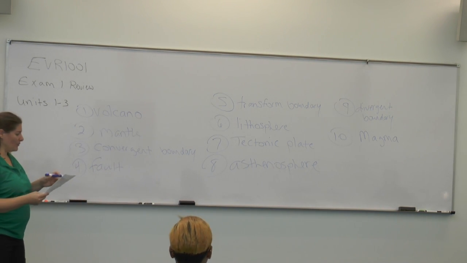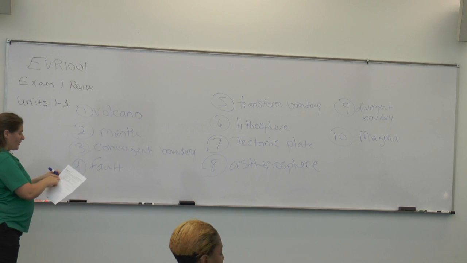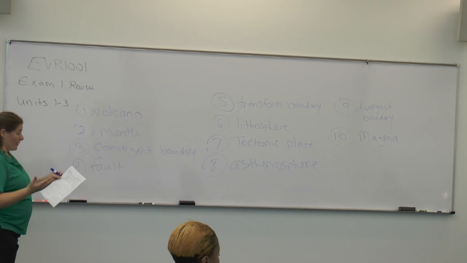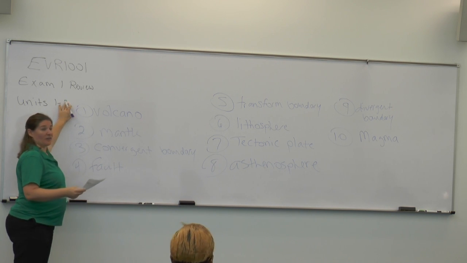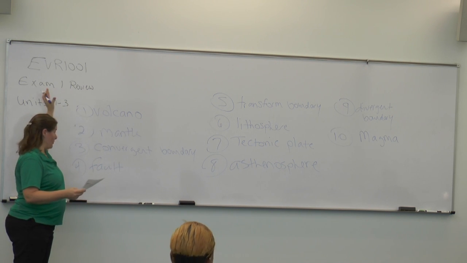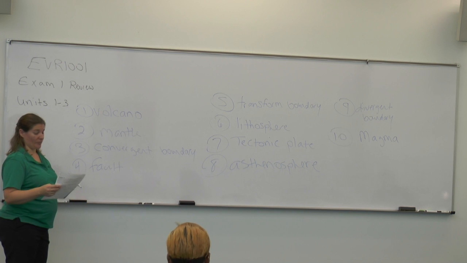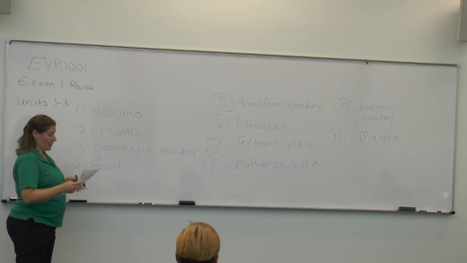That's fine. So number 1, it said molten rock or magma can rise up through a volcano, which is a large opening in the earth, right? It allows the magma to travel upward. So that's why number 1 was volcano.